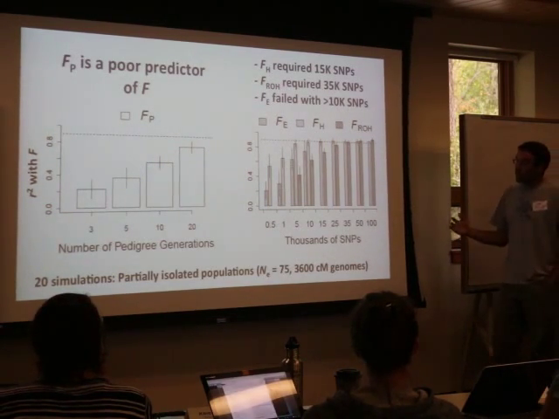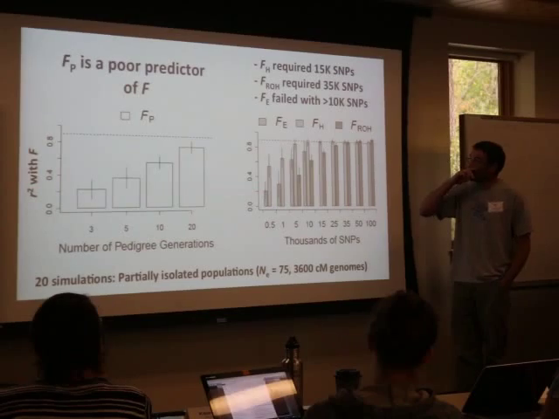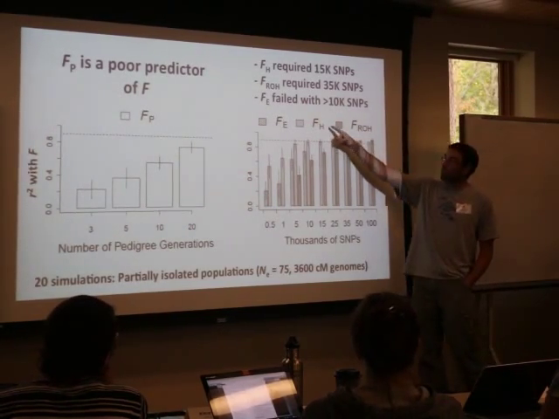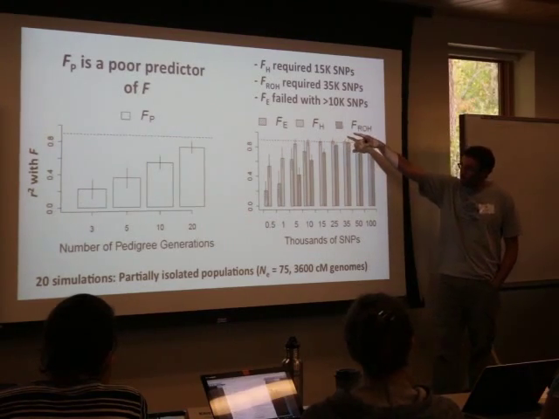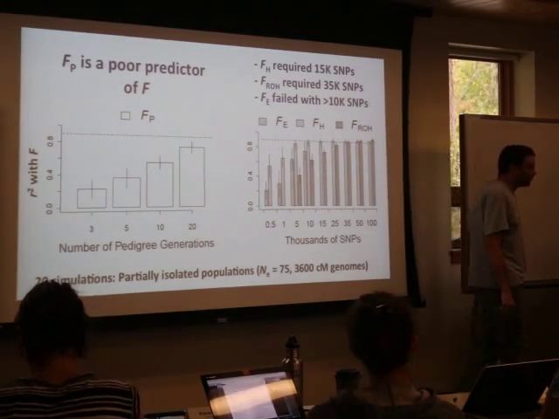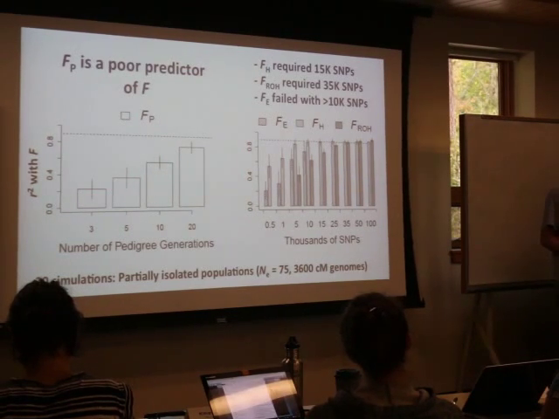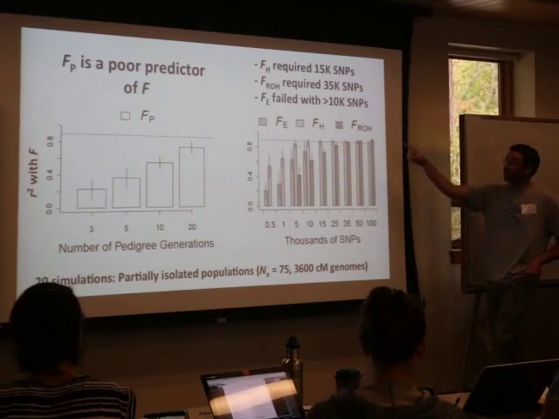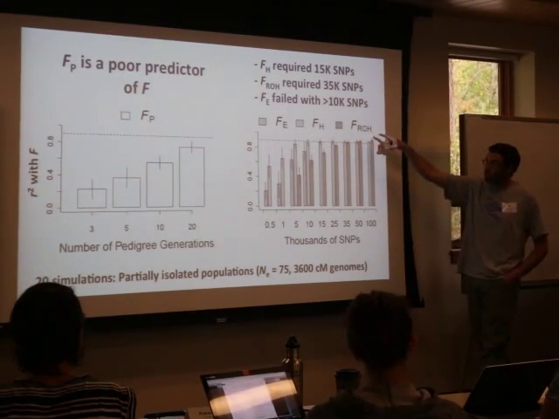And on the right, we have similar results for 3 marker-based measures of individual inbreeding. This is just a heterozygosity-based measure of individual inbreeding. This is a measure of individual inbreeding that uses a hidden Markov model to identify runs of homozygosity. And this is F rho estimated with the program Plink.